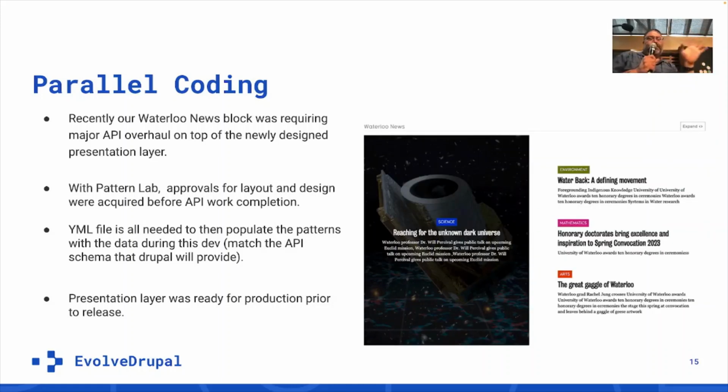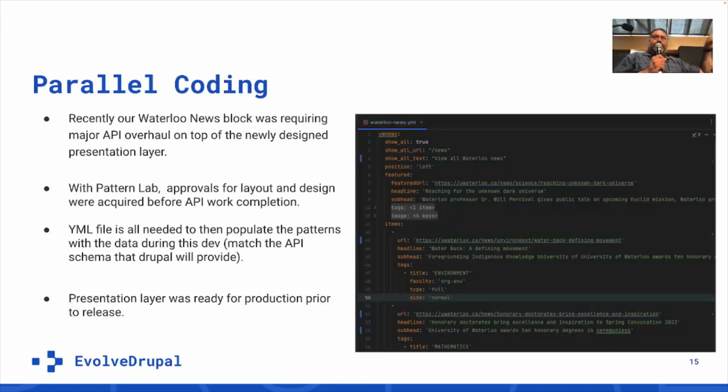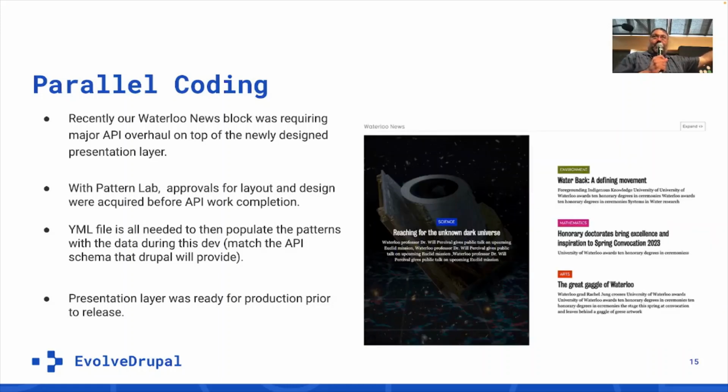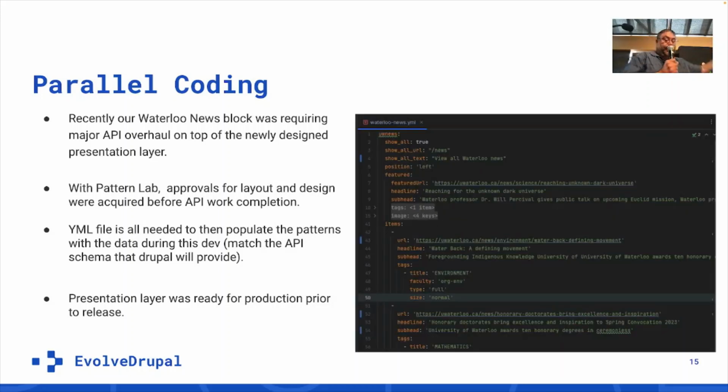So that's the big power that we see now with Pattern Lab, is being able to do that kind of parallel coding and the reusability of certain components. Like in this events block, this is just a card on a variation that we were able to reuse something we wrote 2 years ago. So that was our big thing.